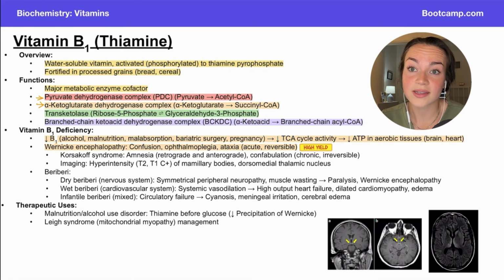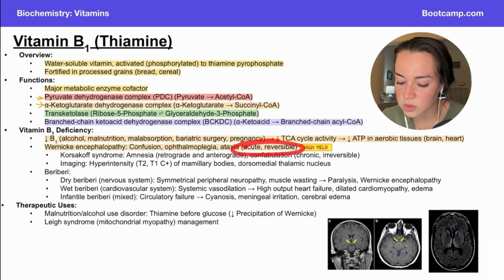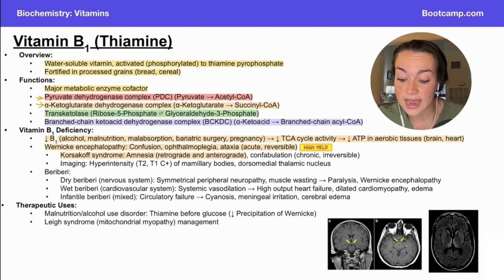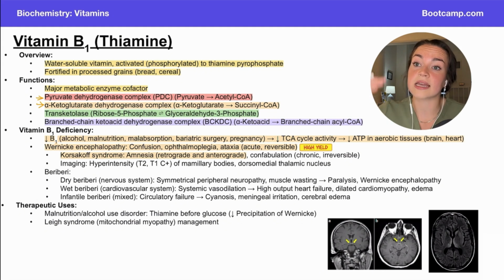All right, so that was Wernicke encephalopathy. Like we said, that is the acute and reversible manifestation of a thiamine deficiency. When this gets to be chronic, though, that's when we're going to get Korsakoff syndrome. Korsakoff syndrome is characterized by amnesia, both retrograde and anterograde. So both trouble with recalling memories from the past and making new memories for the future, as well as confabulation.